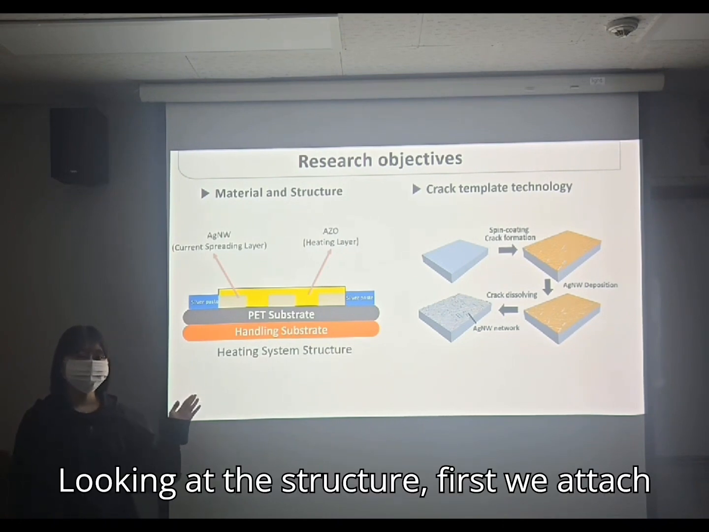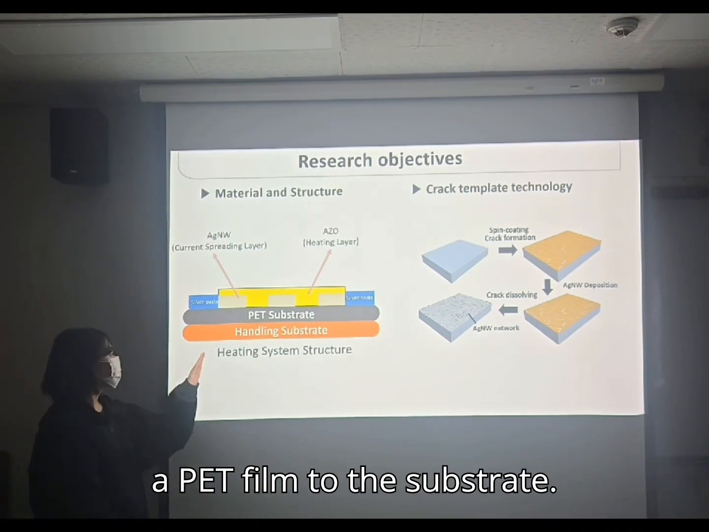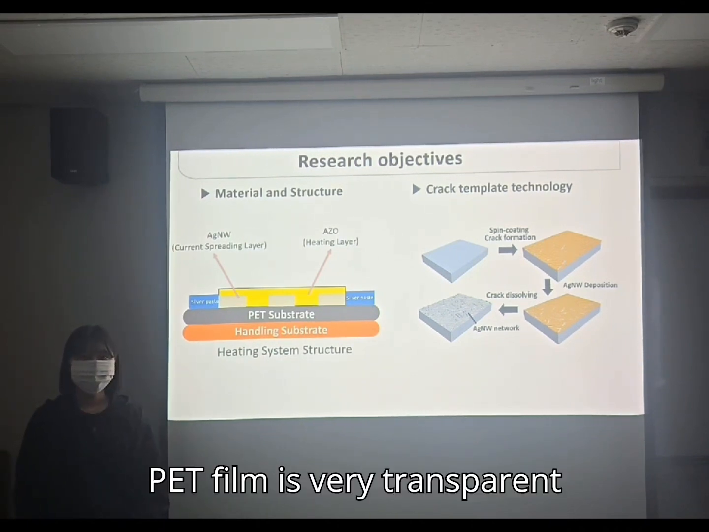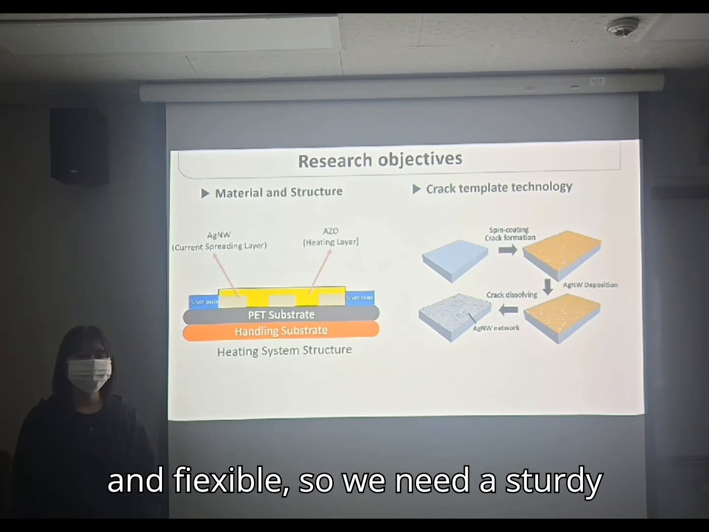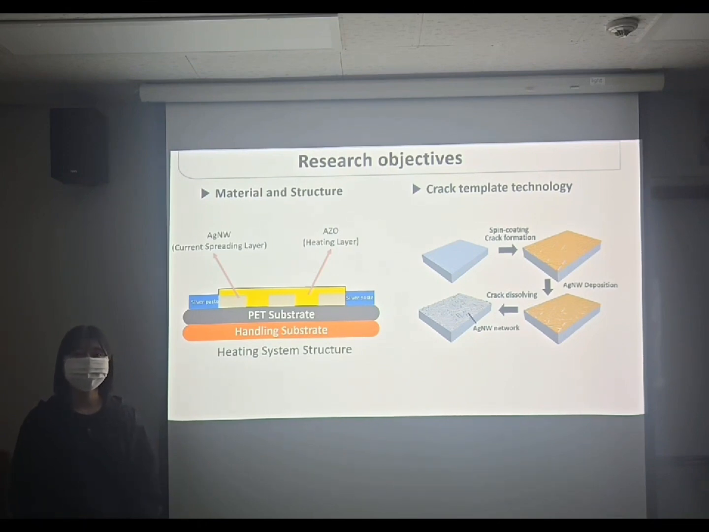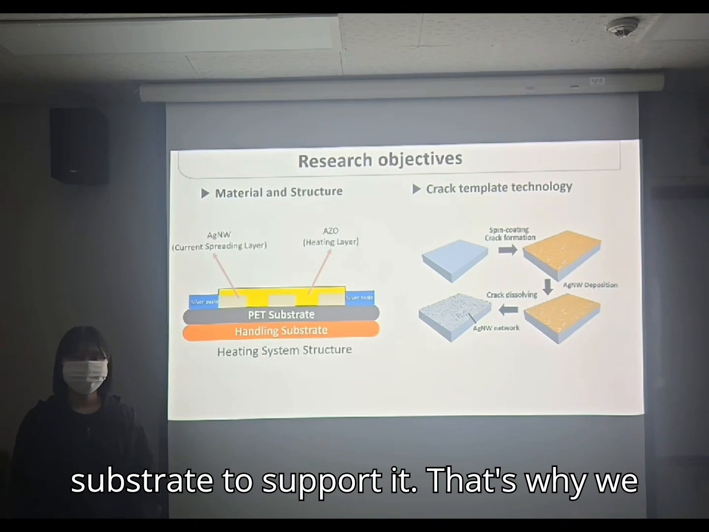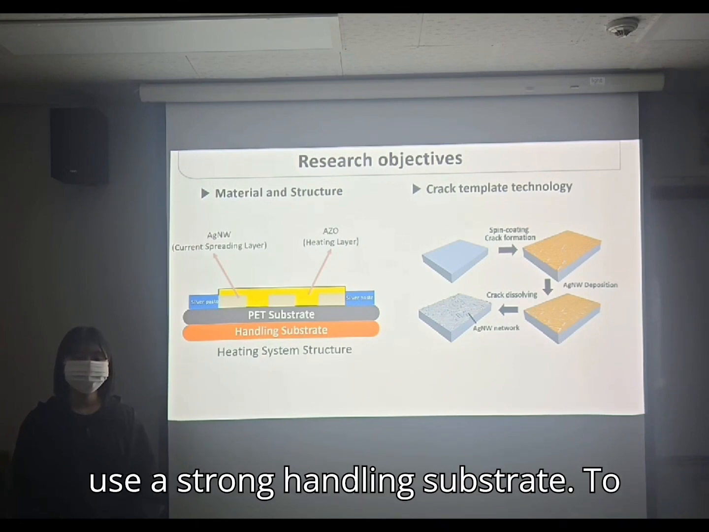Looking at the structure, first we attach a PET film to the substrate. PET film is very transparent and flexible, so we need a sturdy substrate to support it. That's why we use a strong handling substrate.